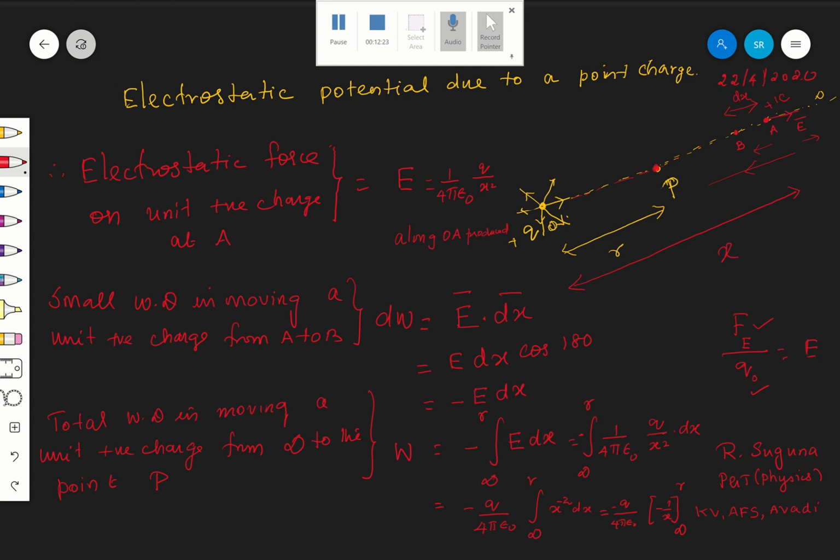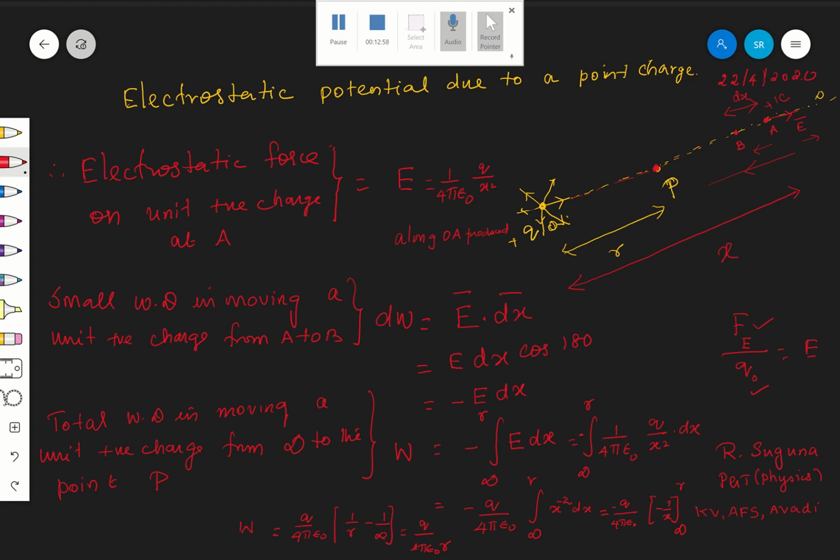Okay, therefore now you substitute, minus and minus will become plus. Therefore, what is the work done? The work done here is nothing but q by 4 pi epsilon naught, apply the upper limit 1 by r, minus apply the lower limit 1 by infinity, that is equal to 0. Therefore, you will be getting this as q by 4 pi epsilon naught r.